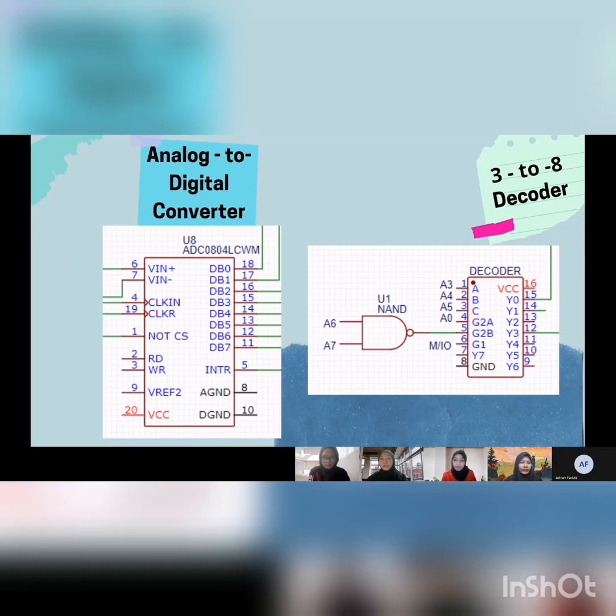The decoder is used to correct the address line mismatch between the microprocessor and memory. We use a 3 to 8 decoder to decode the address connection for the 8-bit I/O port address A7 until A0.